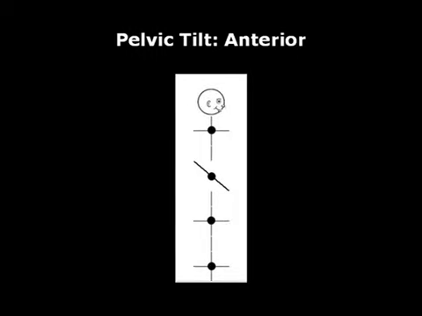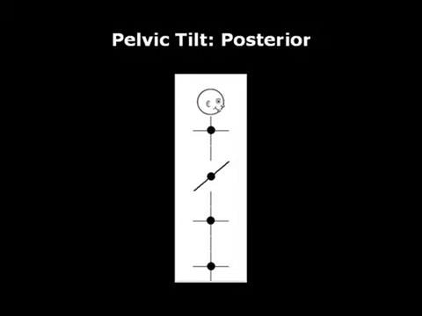Now here we've got an anterior tilt of the pelvis. This is where the pelvis tilts forward, and the opposite of course is where the pelvis tilts backwards.